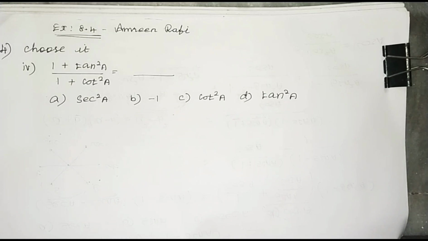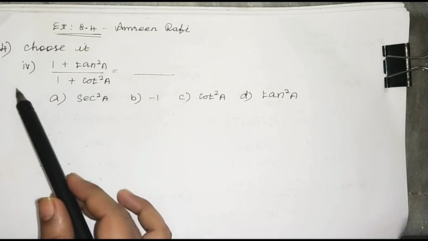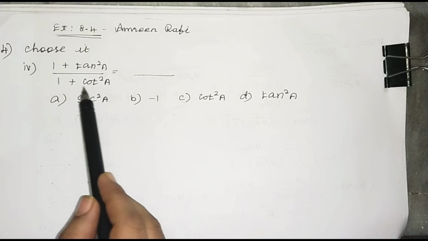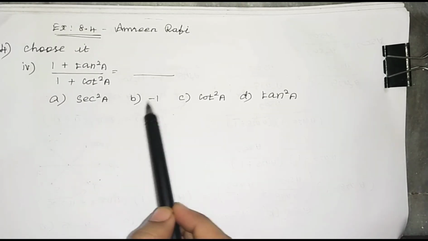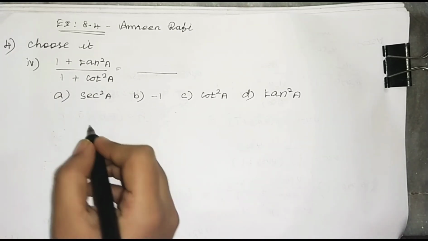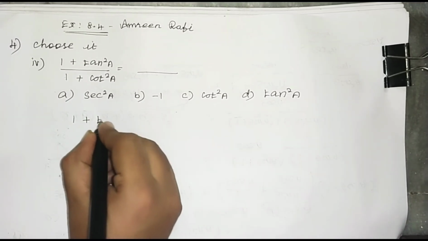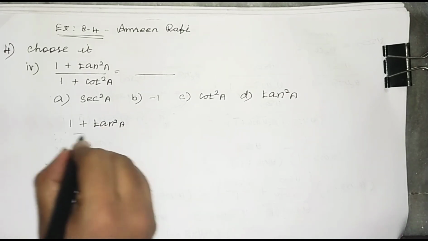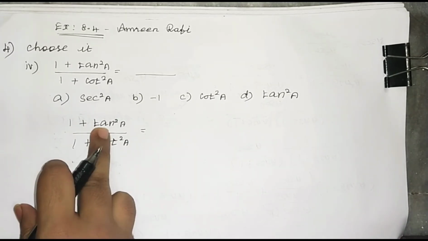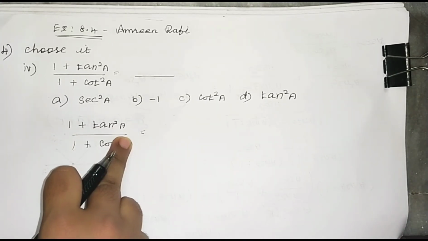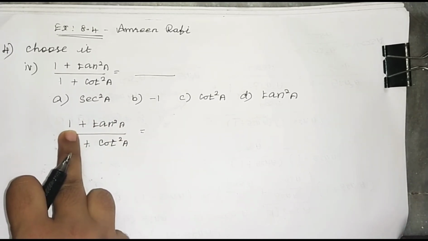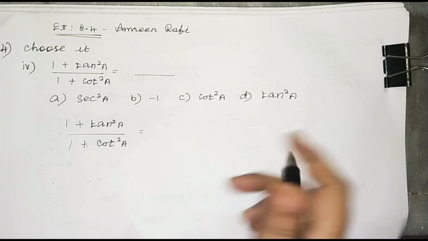Exercise 8.4. The fourth sum. Choose it. The fourth one: 1 plus tan squared A divided by 1 plus cot squared A equal to dash. Four options they are given. We can check which answer is correct. So first the left hand side we write as it is: 1 plus tan squared A divided by 1 plus cot squared A. What is the numerator? 1 plus tan squared A. Do you remember which identity? First, second or third? Yes, it is the second identity. 1 plus tan squared A equal to secant squared A.